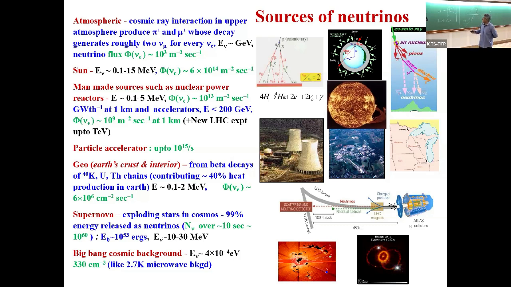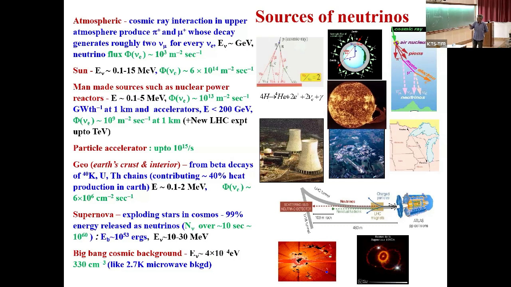Okay. And then of course one of the major sources of neutrino is the sun. It comes roughly 10 to the power 14 neutrinos per square meter per second. And then the man-made neutrino sources: nuclear power plants, which produce neutrinos. And then we also have the neutrino beam. This is again pion decay to the muon, and then the neutrino. This is the neutrino beam.